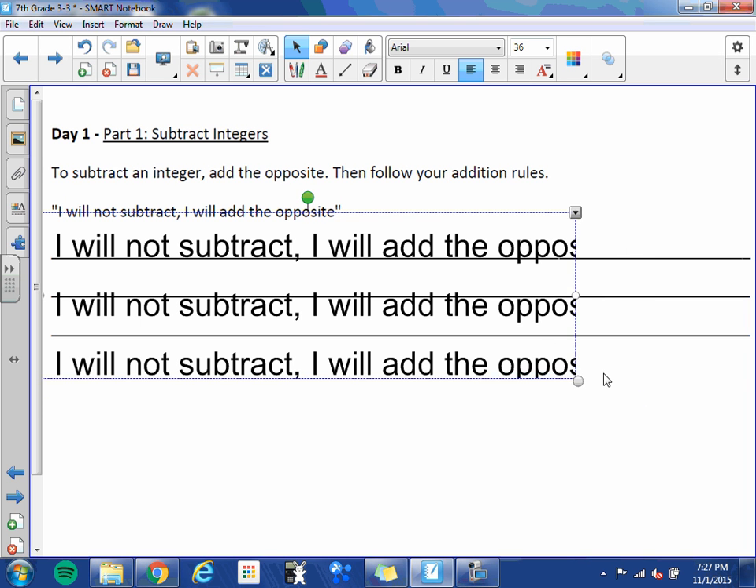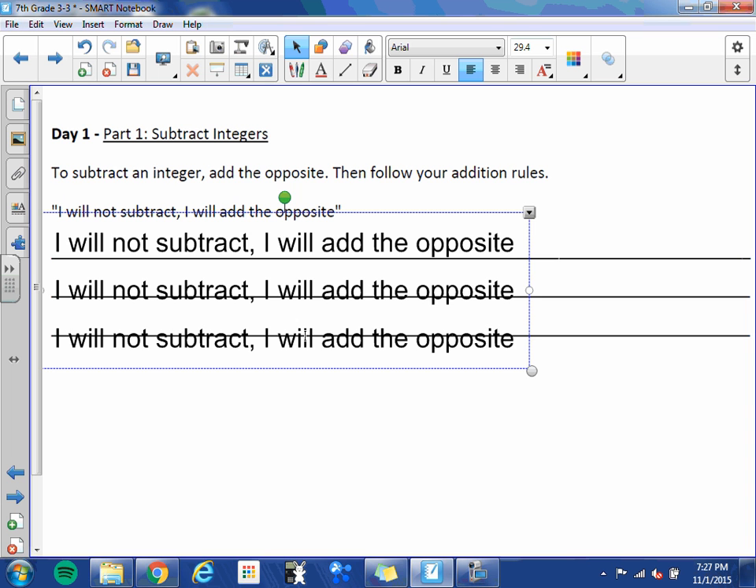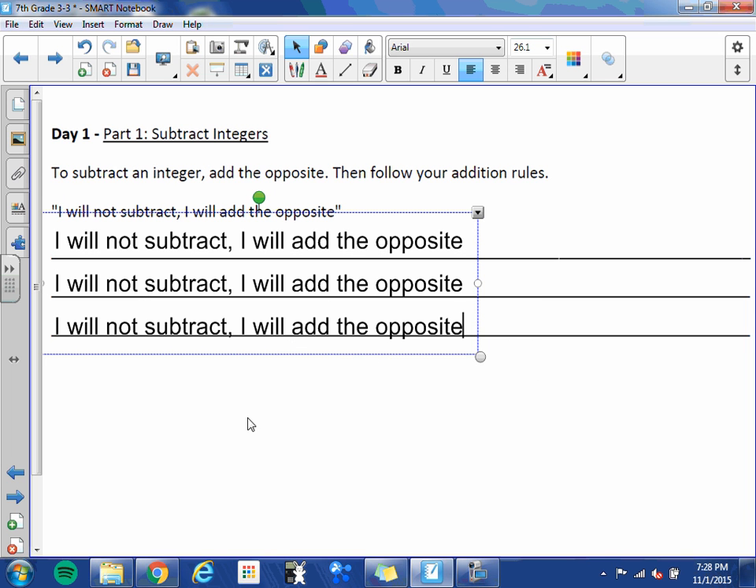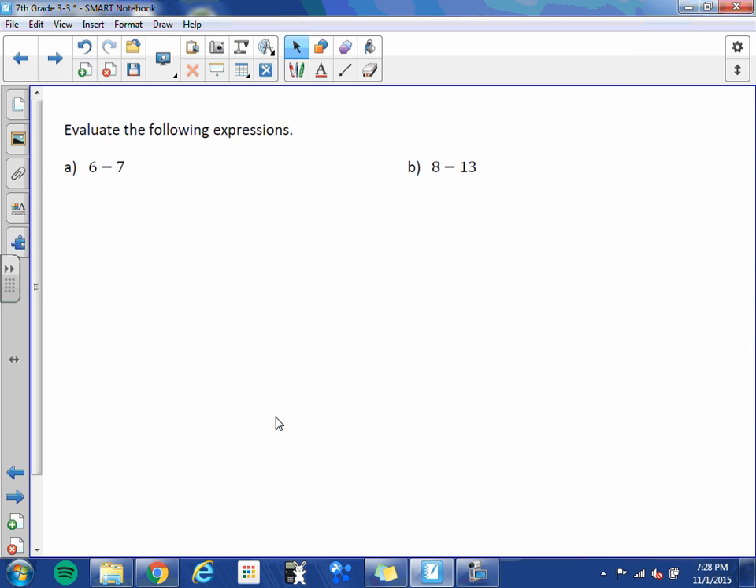So now let's talk about what that means. Evaluate the following expressions. Well, 6 minus 7. I will not subtract. I will add the opposite. What is the opposite of positive 7? Well, the opposite is negative 7. So I want you to rewrite each expression as an addition expression. So now we have 6 plus negative 7.